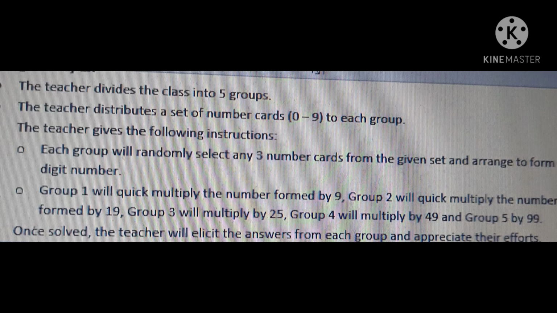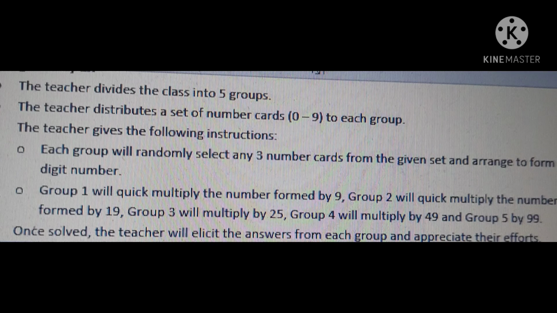Okay, next comes the closure. It should not be more than 5 minutes. Now here again, the closure should have an activity. Okay, a group activity. So what I have decided is that the teacher divides the class into 5 groups. The teacher distributes a set of number cards, that is 0 to 9, to each group.